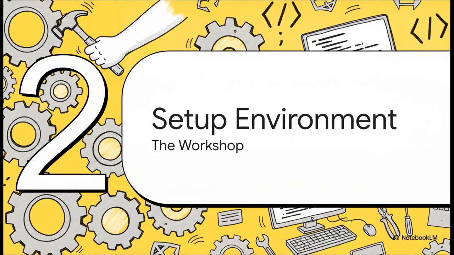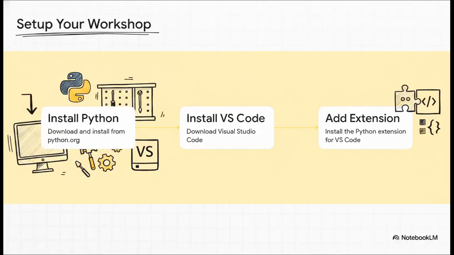Moving on to Section 2, setting up your environment. Let's build our workshop. We can actually break this workshop setup down into 3 super rapid steps. Step 1, you just download and install Python directly from python.org. Step 2, install Visual Studio Code, or VS Code. It's a total industry standard, so it's going to be your ultimate workbench. And finally, Step 3, add the official Python extension right inside VS Code. That is going to give you auto-formatting and color coding, which, trust me, makes your life infinitely easier.